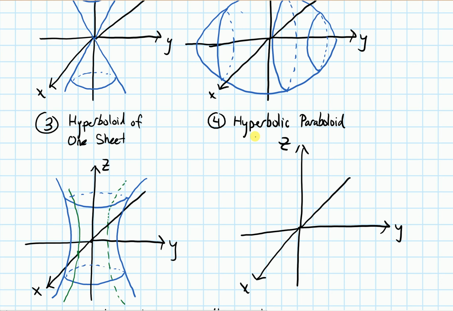Okay, and the final shape is a hyperbolic paraboloid. So this is a combination of a parabola shape and a hyperbola shape. So this one's maybe the trickiest to draw. I'm actually going to draw the y-axis a little bit further in this direction. And I'm going to draw this with a parabola that has its vertex here at the origin. And this parabola, I'm just drawing it on the YZ plane.